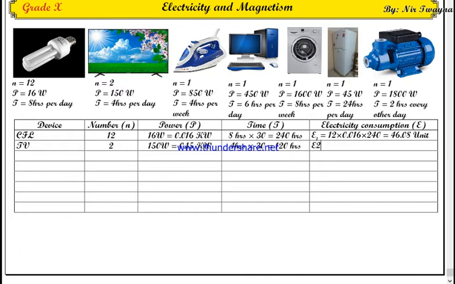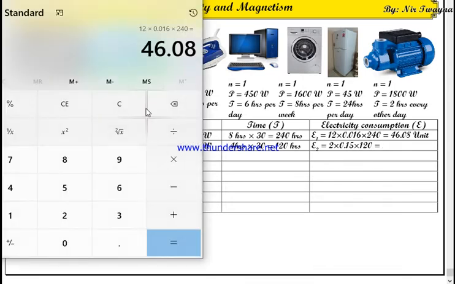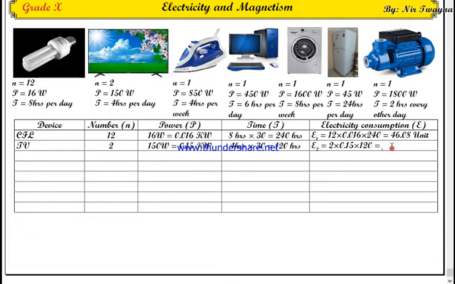So its electricity consumption, let me suppose it to be E2. E2 equals NPT. N means 2, P 0.15 and T 120. Let me see how much will it give. I guess 360. Let me see, 2 into 0.15 into 120. Yes, 36. See? 36 units.